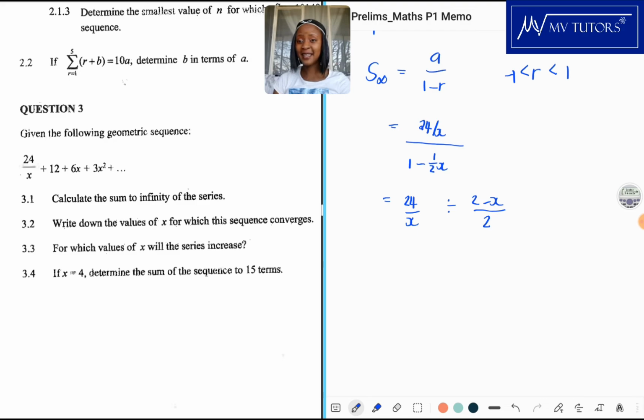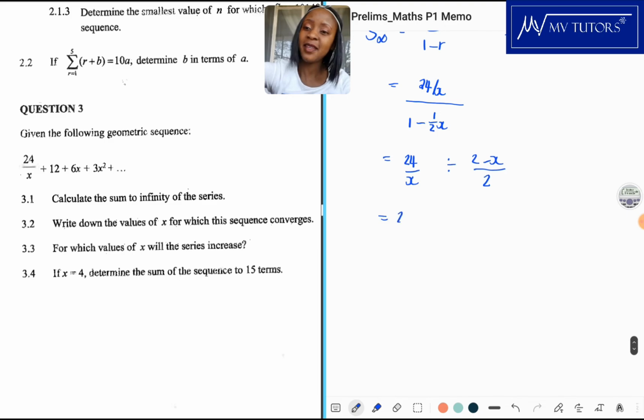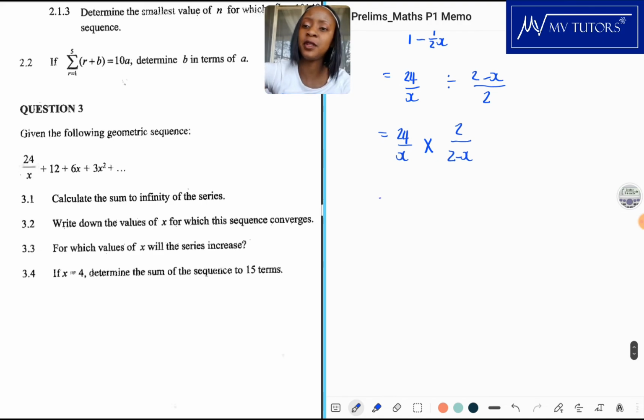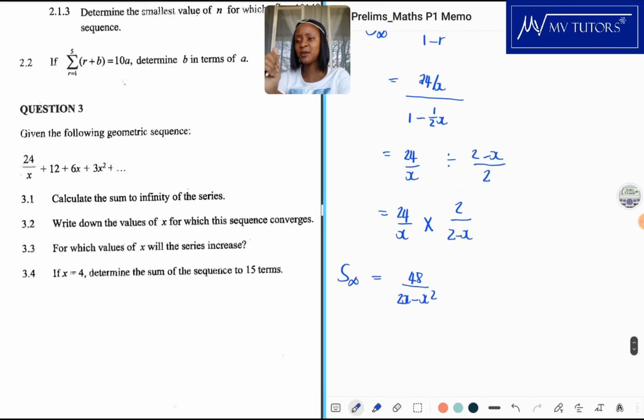I don't see things cancelling here. They didn't say in terms of x, but I don't see how x will be gotten rid of. So if I do this, I'm going to get 48 on top, and at the bottom I am going to get 2x minus x squared. That is the sum to infinity, and that is in terms of x.